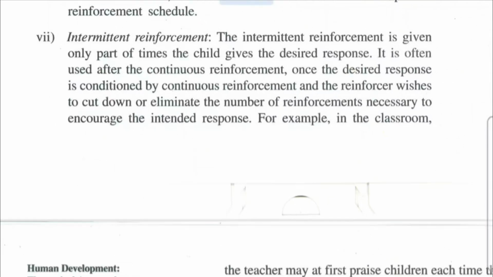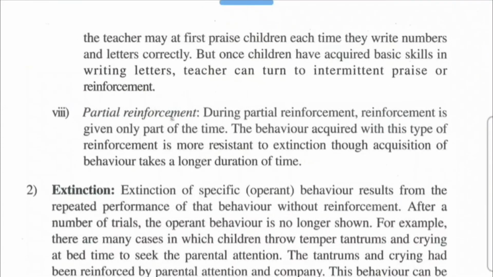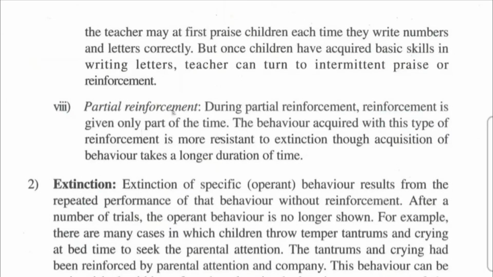For example, in the classroom, the teacher might initially praise children each time they write numbers and letters correctly. Once basic skills are acquired, reinforcement can shift to intermittent praise. 8. Partial reinforcement. During partial reinforcement, the reinforcement is given only some of the time. Behaviors learned with this type of reinforcement are more resistant to extinction, though acquisition takes longer.